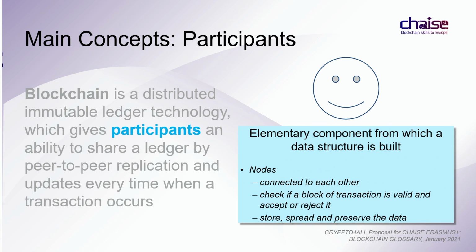Participants in blockchain are defined as nodes. A node is an elementary component from which a data structure is built. Nodes are connected to each other. They check if a block of transactions is valid and accept or reject it. Nodes also store, spread, and preserve the data.